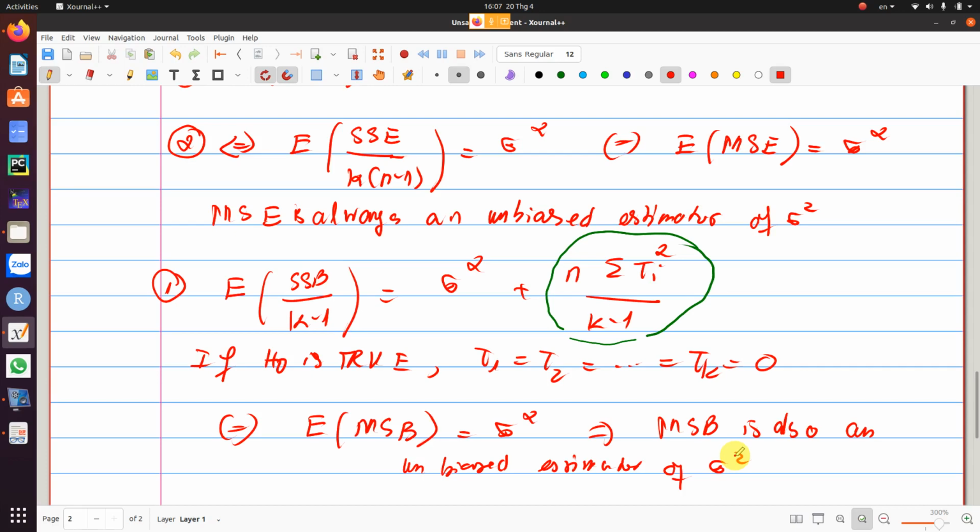Okay, so we see that we have two sample estimators. They are the same estimate for sigma square, but MSE is always an unbiased estimator of sigma square. It means that you are always able to use MSE as the estimate of sigma square. We don't need the hypothesis H0. In case H0 is true, then MSB is also an estimate of sigma square.